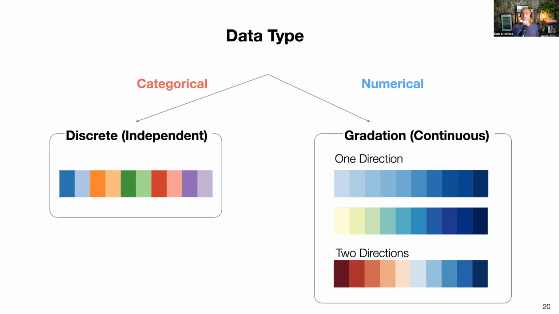The reason I say discrete, or independent, is because each color is independent. For example, blue and orange are independent. It's almost like an independent color. It's not like orange is a little bit of the blue or something like that. Orange is a distinguished difference, right? So that's what I mean by that.